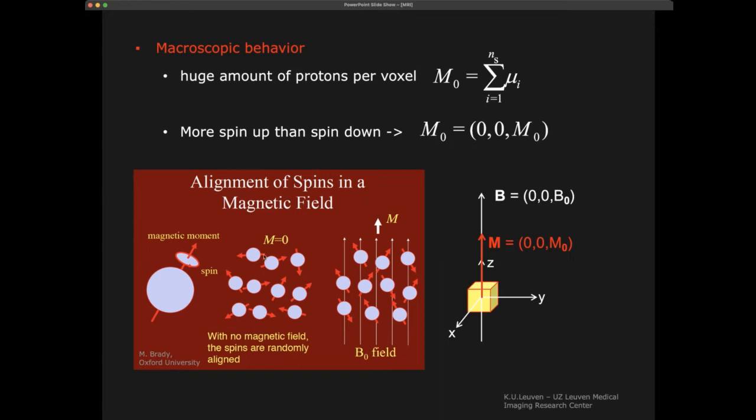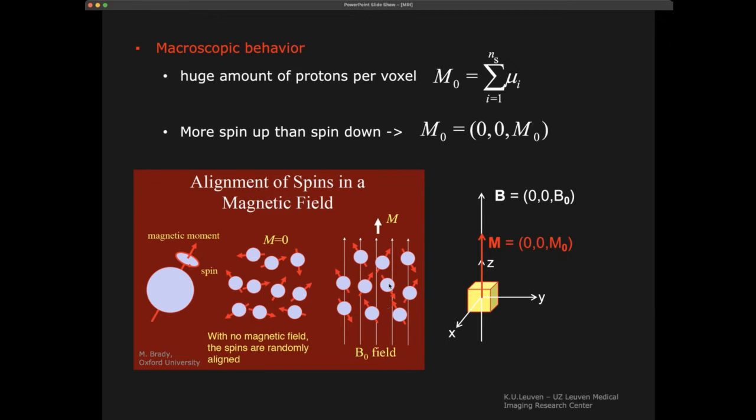As I said before, the bulk behavior without any external magnetic field is such that all these protons are oriented in random directions and they cancel out, so the overall magnetic field that they generate is zero. But if we take an external field and we put this little cube of tissue within it, then the atoms are going to orient themselves. Most are going to be oriented in the direction of the field, and some, because they are at slightly higher energy, will be in the direction opposite to the field.